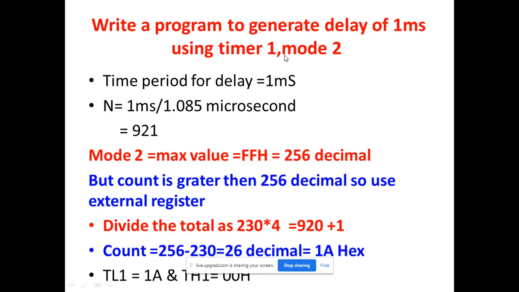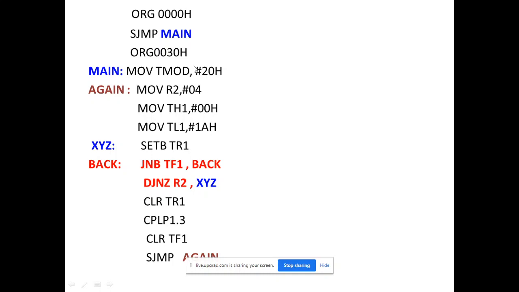According to that, your T mode value is how much? T mode value is 20H. All of you agree for this? Timer 1 mode 2, and that's why your value is 20H. You are putting it into the T mode register.